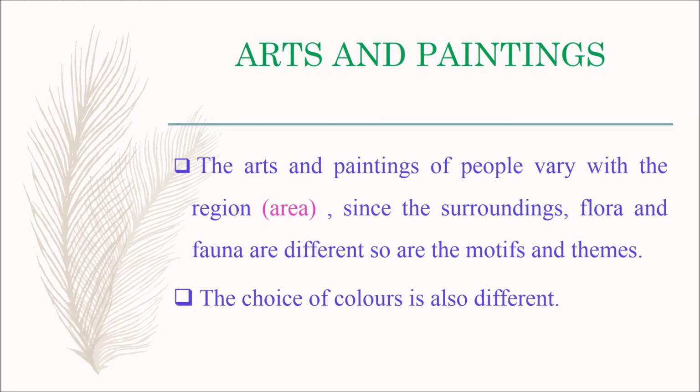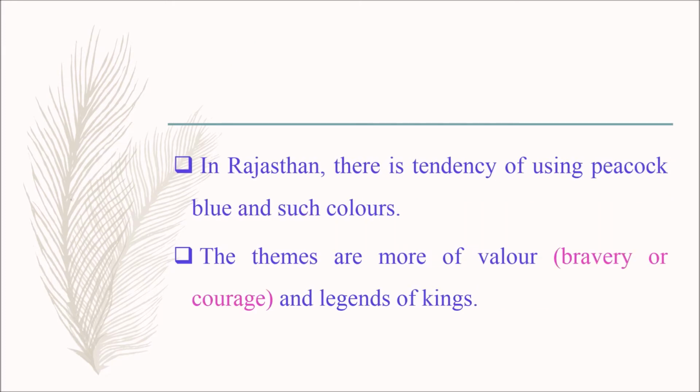Now let's see about arts and paintings. The arts and paintings of people vary with the region. Region means area. Since the surroundings, flora and fauna are different, so are the motifs and themes. The choice of colors is also different. In Rajasthan, there is a tendency of using peacock blue and such colors. The themes are more of valor, which means bravery or courage, and legends of kings.